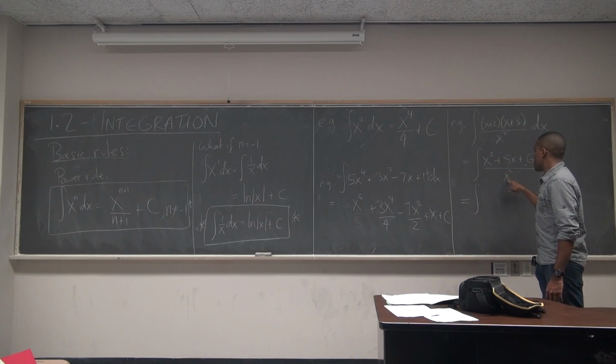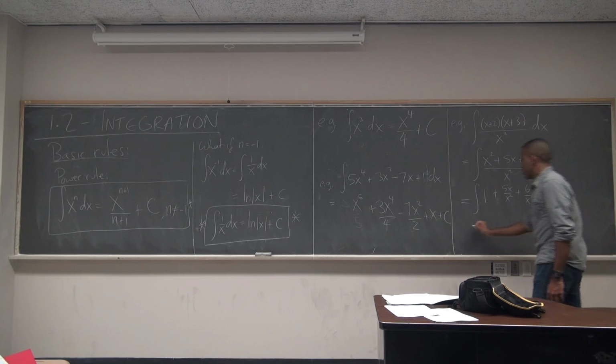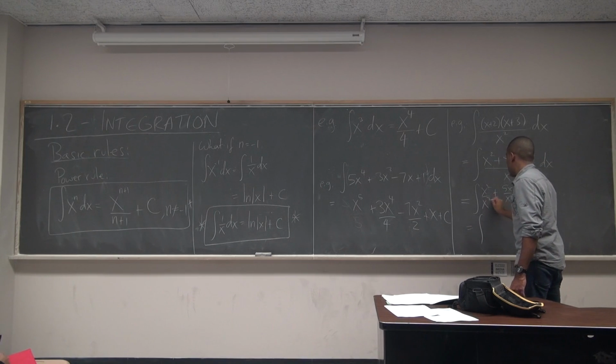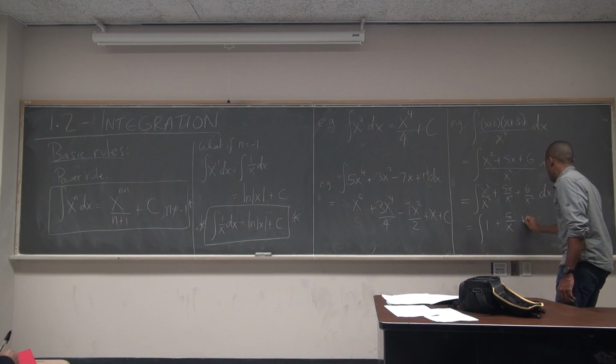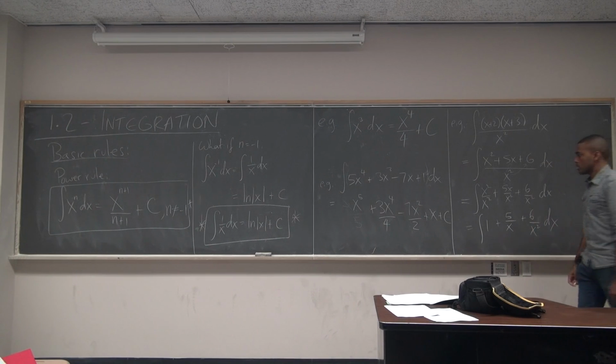So you have x squared over x squared, 1 plus 5x over x squared plus 6 over x squared dx, which I can simplify. So x squared over x squared. So this is 1 plus 5 over x plus 6 over x squared dx.